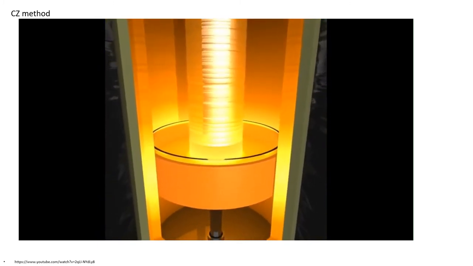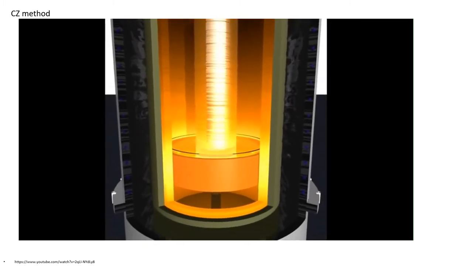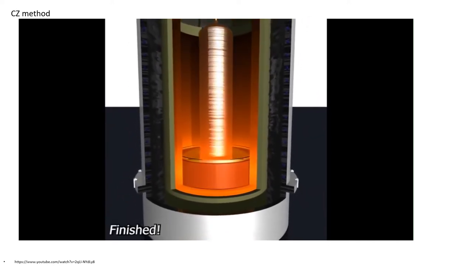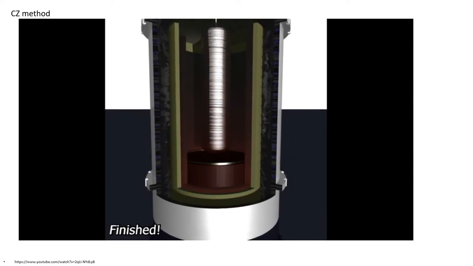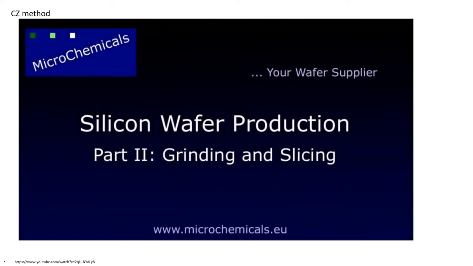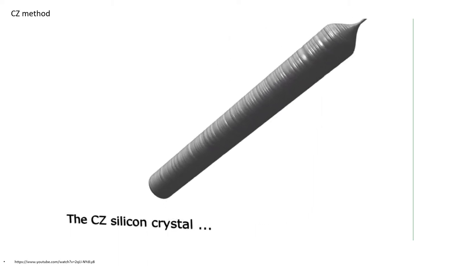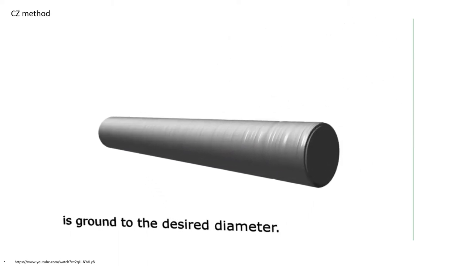After the ingot is obtained from the melt, it is further processed. The surface of the ingot is ground and removed so as to remove the impurities at the top surface.